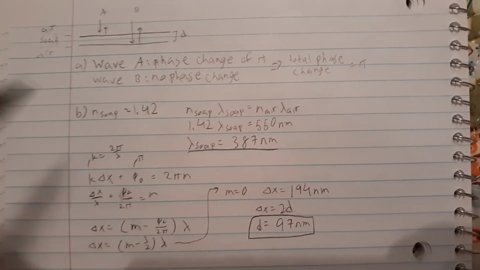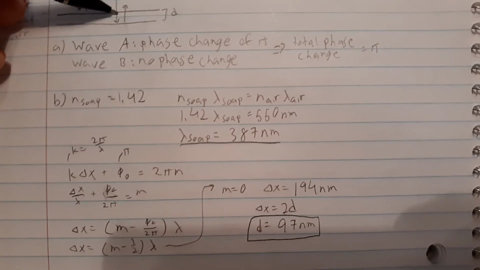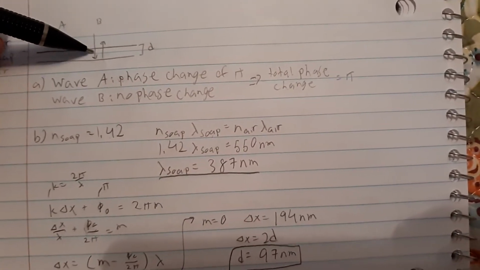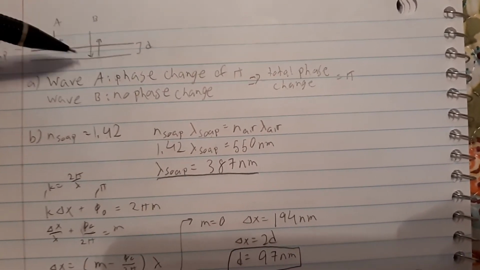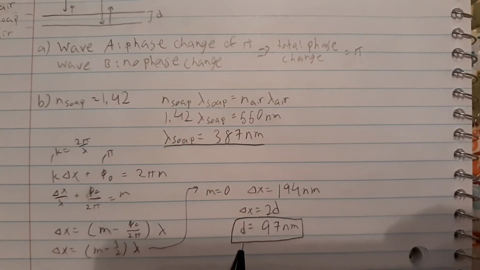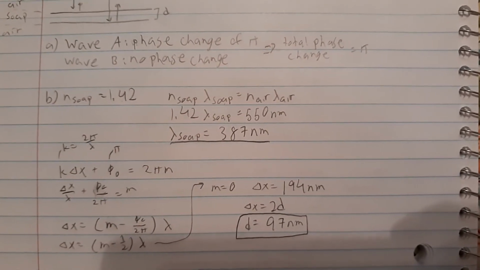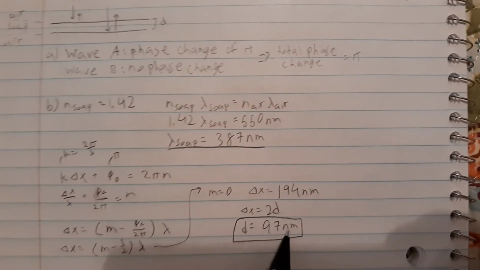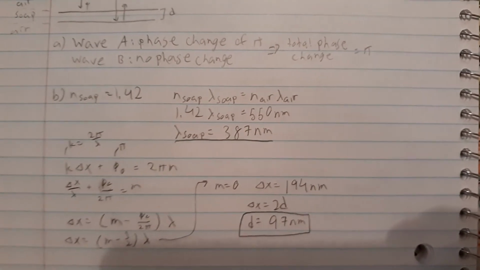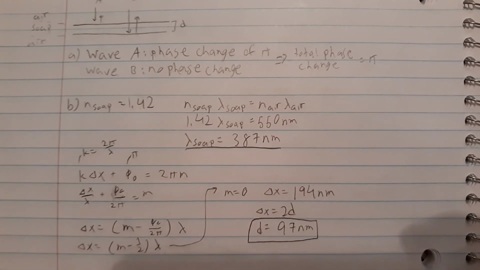We see that delta x is equal to 194 nanometers, and that delta x is the total difference in distance traveled between the two. So B is going to travel distance d down and distance d back up. So that's going to be the total change in distance. So delta x is equal to 2d. So divide delta x by 2, and you get a thickness of 97 nanometers. Now that's the minimum thickness. It could be some multiple of this also.